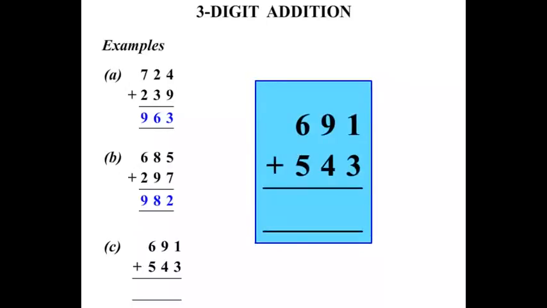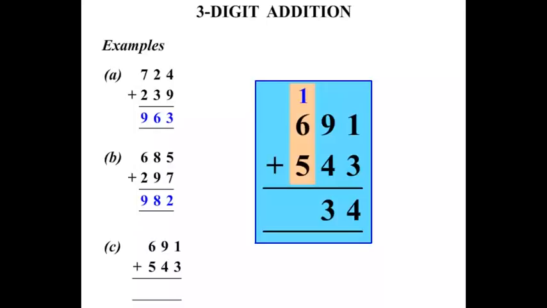Question C, 691 plus 543. Let's rewrite the question. There's a plus sign. Yes, we are adding. So here we go. 1 plus 3 is 4. 9 plus 4 is 13. Put the 3 down and carry the 1.